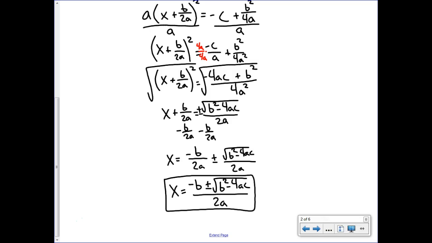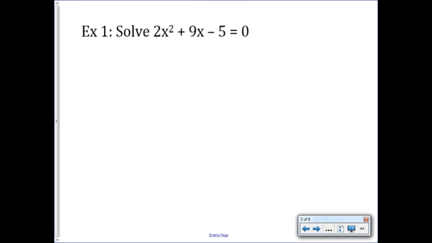We solved for x using completing the square. It wasn't just a magical formula that we found that worked. So if you ever forget the quadratic formula, you can use that method to solve, or you can just memorize the quadratic formula. I do have a handout for you with that written out as well.